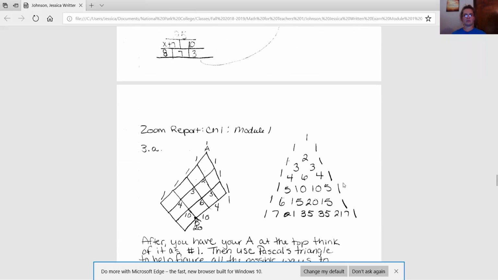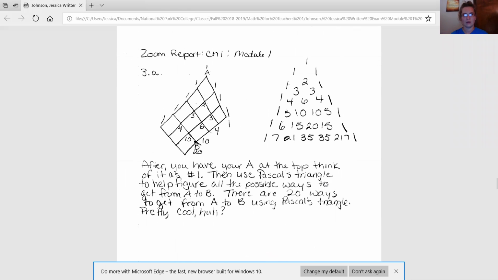Well, what I did is I took my graph and converted it. I tilted it, and I made A the top, and then A equals 1 on the triangle. Then I used Pascal's triangle to help me figure out how many ways there are from A to B. I've already gone over 1 plus 1 equals 2. So 4 plus 6 equals 10, and 6 plus 4 equals 10, and 10 plus 10 equals 20. So there are 20 possible ways to get from A to B.